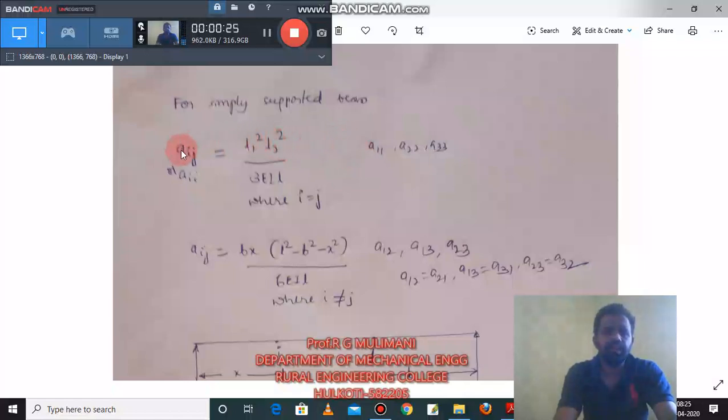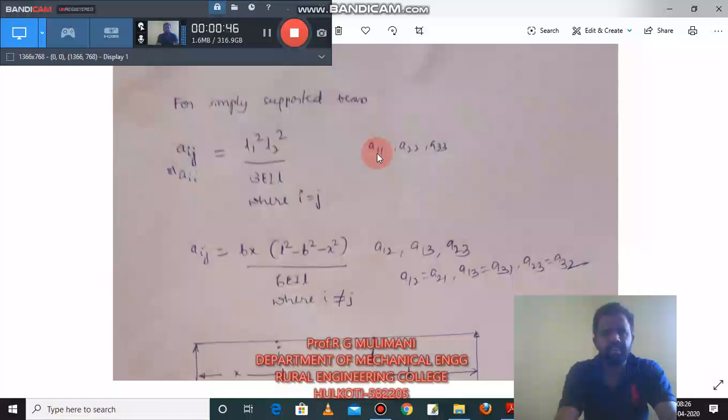So, to find influence coefficients of this form, where i is equal to j, that is A11, A22 to A33. Okay, for this form we are using this expression: L1 square L2 square divided by 3EIL. What is L1, L2? Let us see by this influence coefficient.